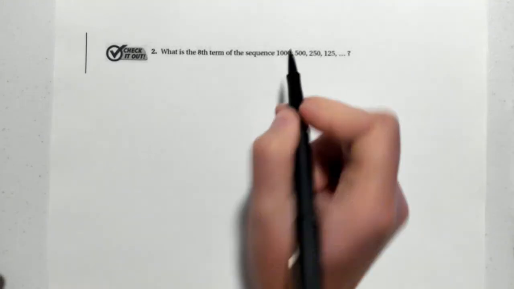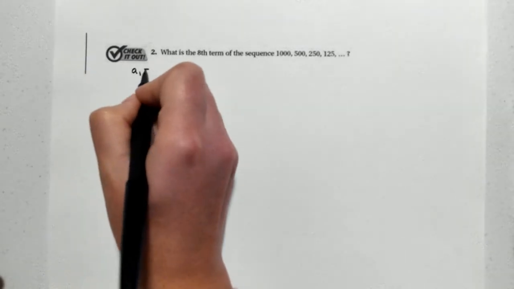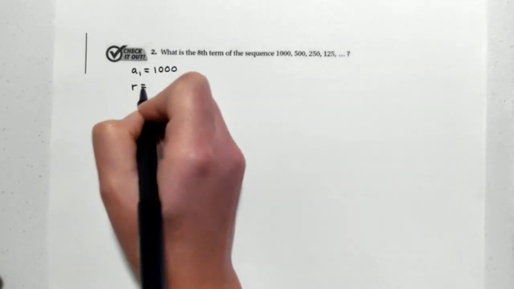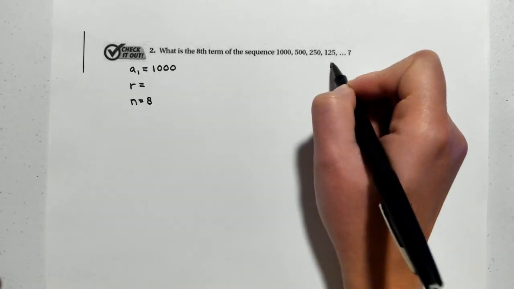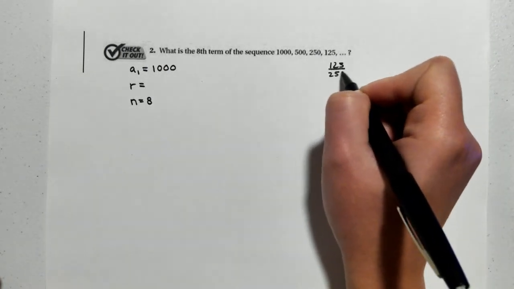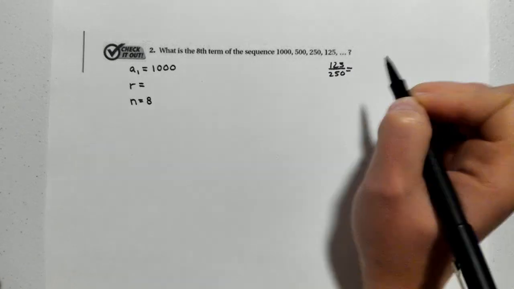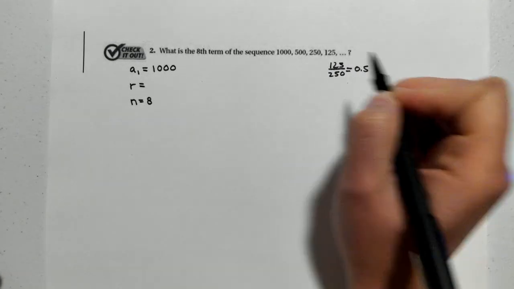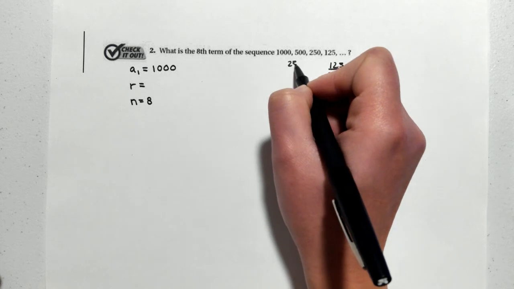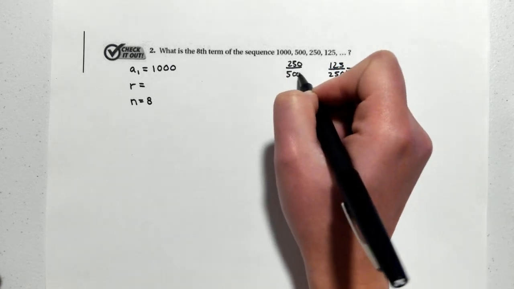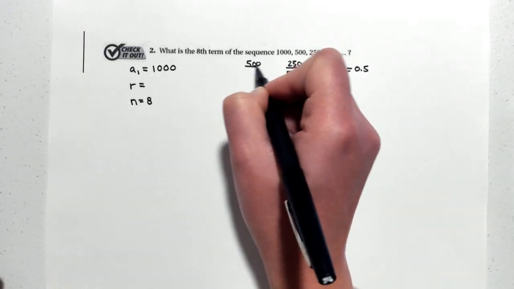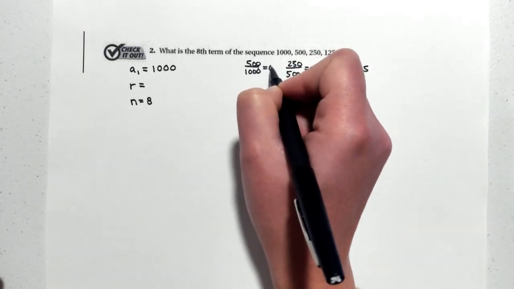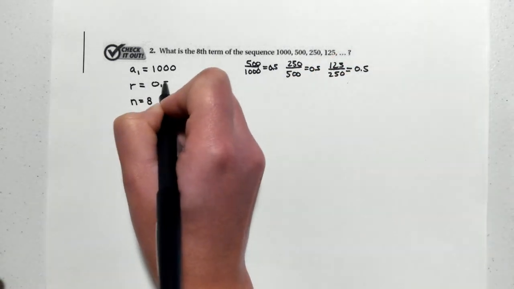So first, I know a sub 1 is equal to 1,000. I need to go find my common ratio, and then my n is going to be 8. So 125 divided by 250 is going to give me a common ratio of 0.5. 250 divided by 500 will also give me 0.5, and 500 divided by 1,000 gives me 0.5. So that means my r is equal to 0.5.